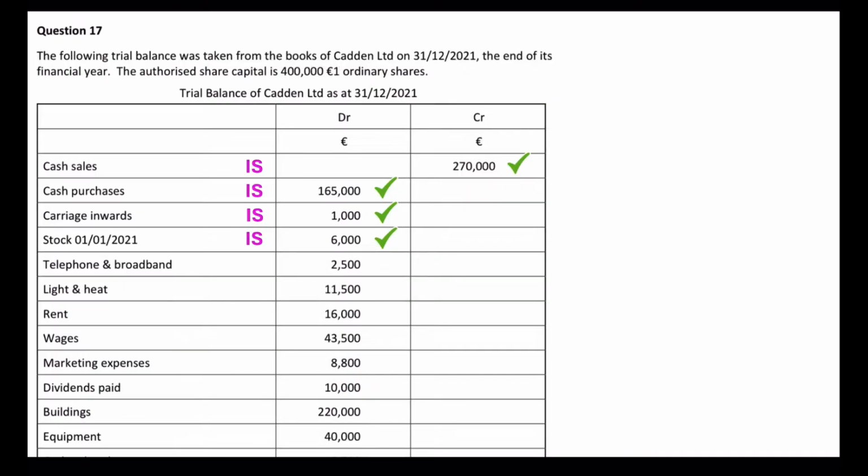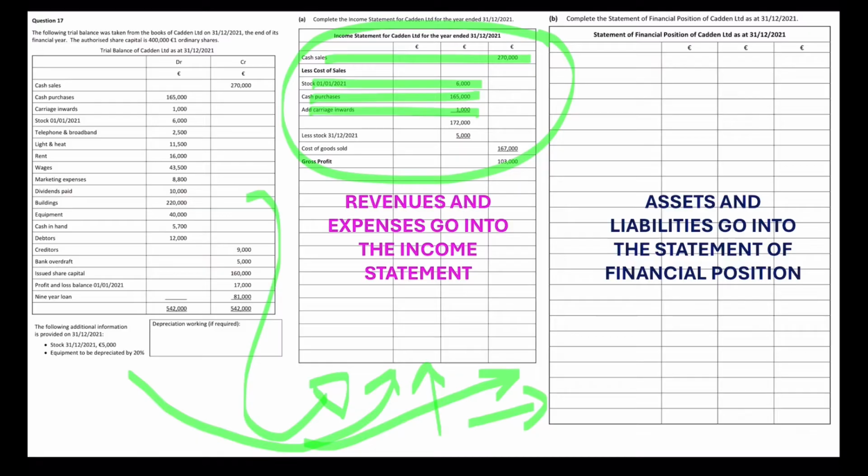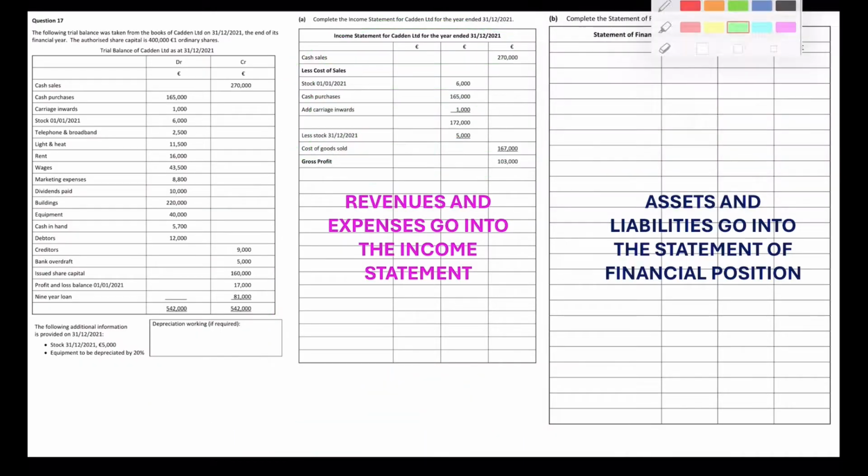If you take the question, you can see that they already had some items entered in here. So you had the sales, the opening stock, purchases, carriage inwards, which is just transport of the goods into the business, took away the closing stock, the cost of goods sold was 169, and then that gives us a gross profit of 103. So that's a gross profit. We will have to finish the rest of the income statement and then complete the statement of financial position fully as well.